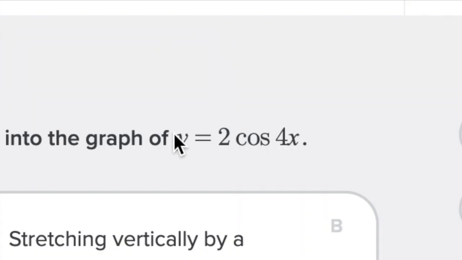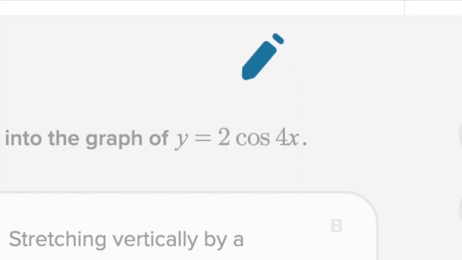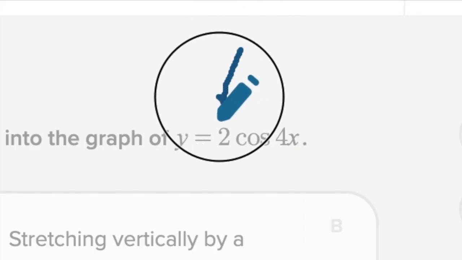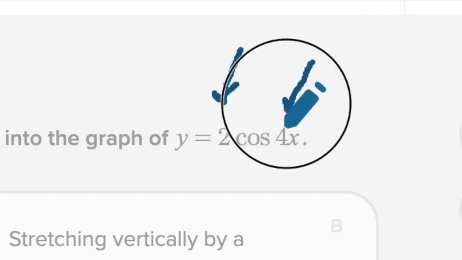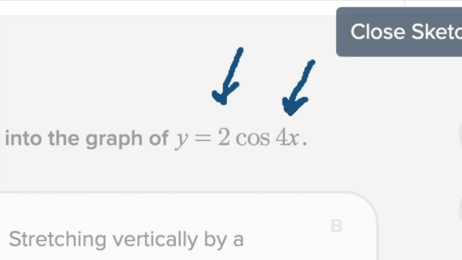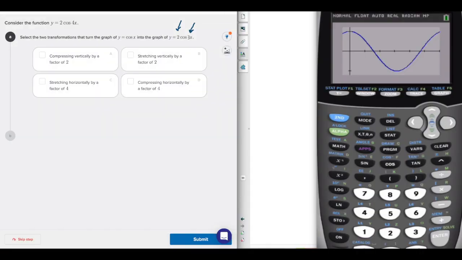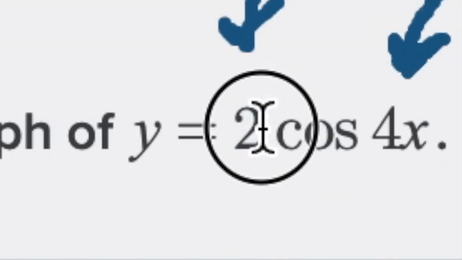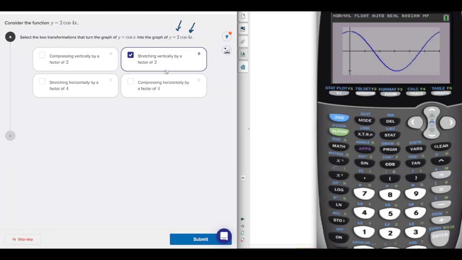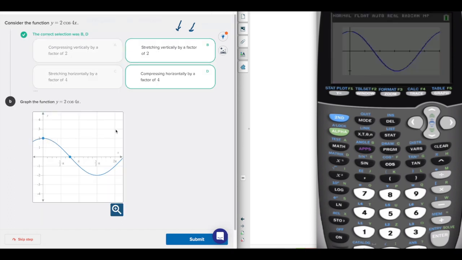So now here I have y equals 2 cosine 4x, which means 2 here. This is my vertical stretch, and this is my period 4, which means I have 4 cycles instead of just 1. What that means is I will be compressing the graph horizontally, and then here I'll be stretching it vertically too. Factor of 2 stretched, compressed horizontally by a factor of 4. Now let's look at this graph. Let's try to make this graph.